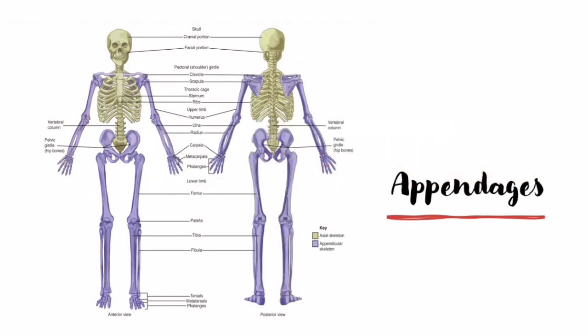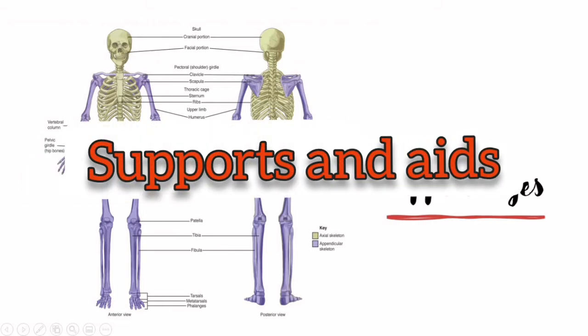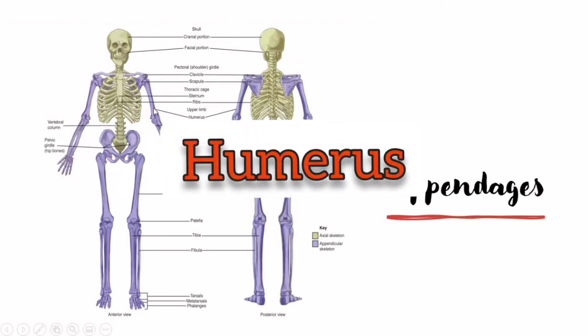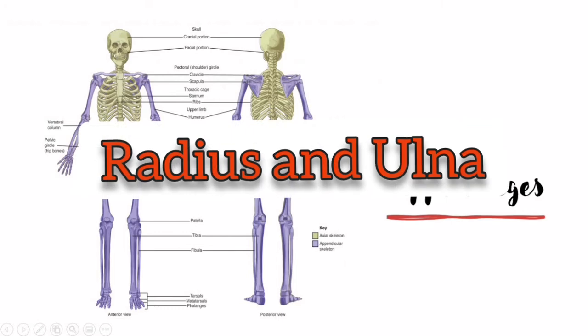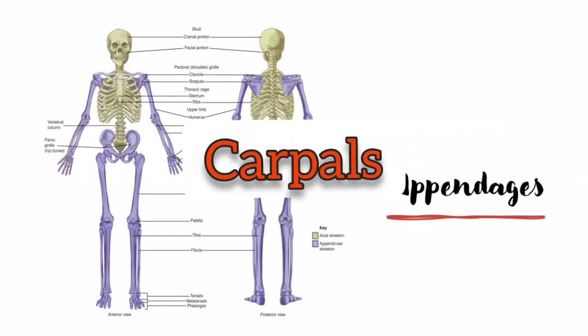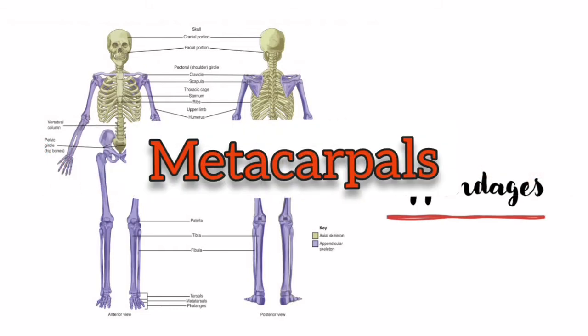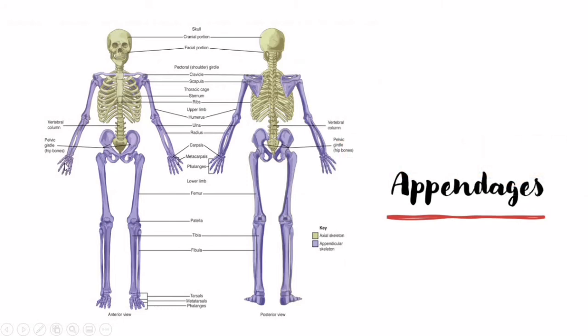The lower extremities are composed of pelvic bones. It supports the lower parts of the body and aids the movement of the legs. The upper arm has one long bone called the humerus. The two bones in the lower arm are known as the radius and ulna. Each wrist, or carpals, has 8 bones. The palm, or metacarpals, has 5 bones, and the fingers, or the phalanges, have 14 bones.